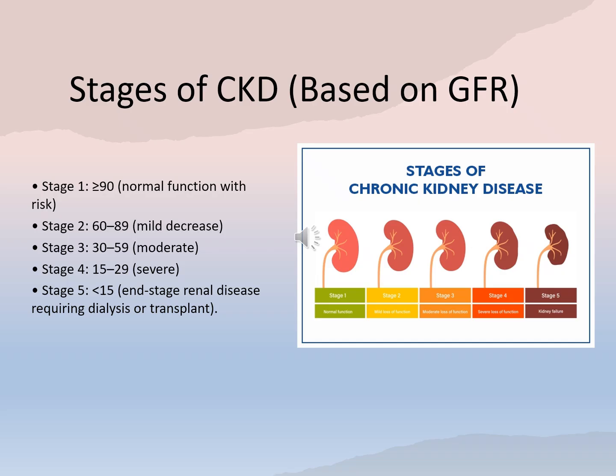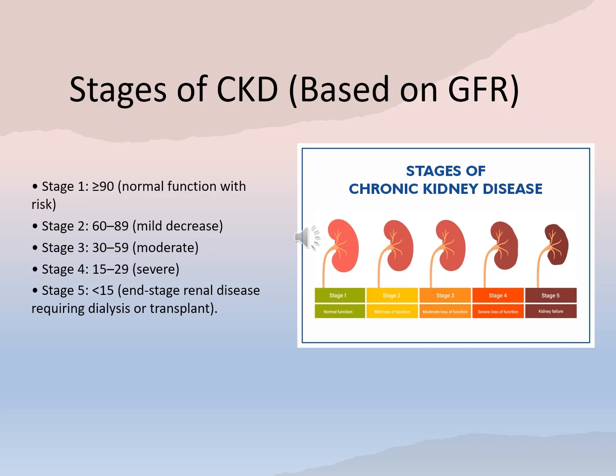Stage 2, this is where we start to have a mild decrease in the GFR. Usually this is about 60 to 89 milliliters per minute that we'll start to see on the GFR. We are starting to notice a slow progression in the ability of the kidney to filter out waste. So we might see an increase in our lab levels.